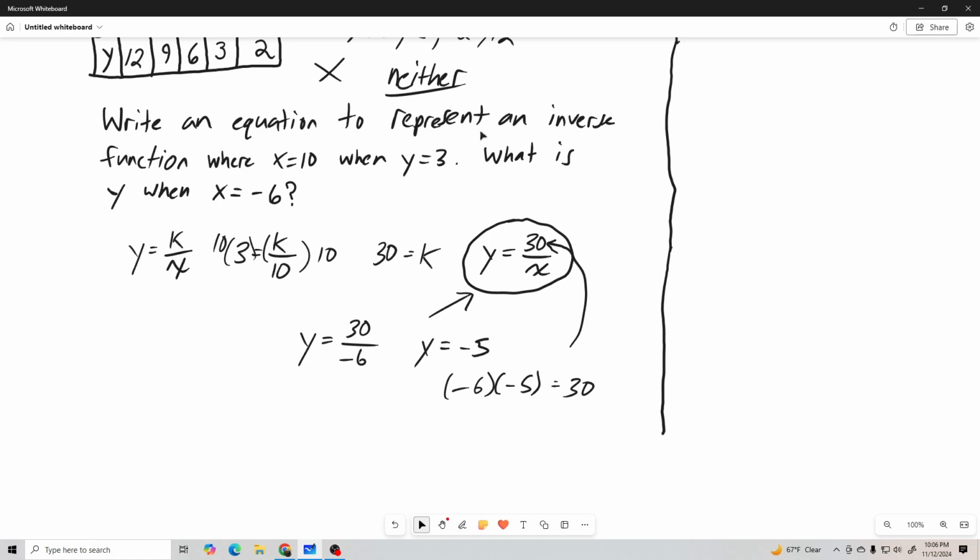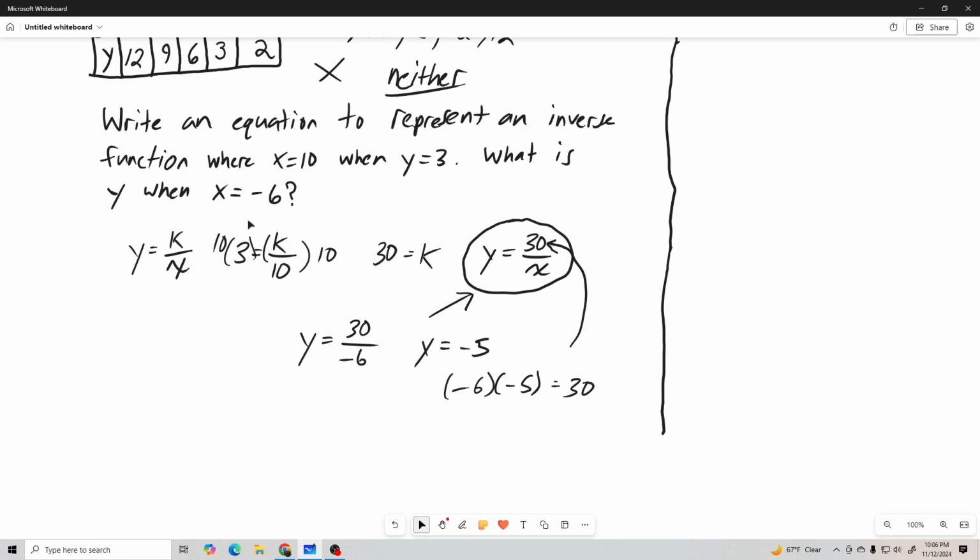So, write an equation to represent an inverse function where x equals 10 when y equals 3. Well, we know that our inverse function is y equals k over x. So we're just going to plug in the information they gave us, solve for k, and then we can write our function. And once we have that, we can solve the second part.